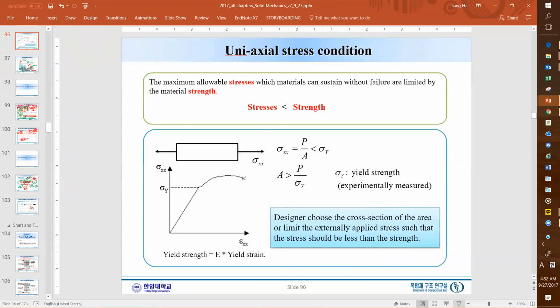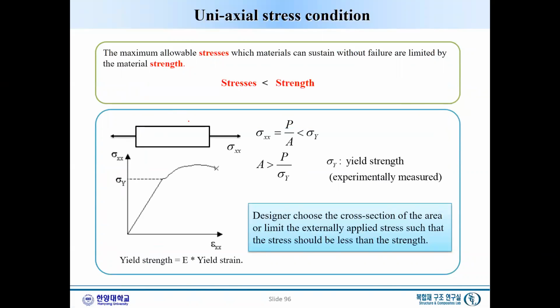So that is the 1D version. Let's say we have only sigma xx, which was calculated from equilibrium, stress-strain relations, and geometry compatibility. Once we have sigma, as a designer, we have to confirm that this stress should be less than a certain level of strength, which is a material property. Sigma yield is a strength. So whatever stress we calculate from equilibrium, stress-strain relations, and geometry compatibility, this stress should be less than this strength.